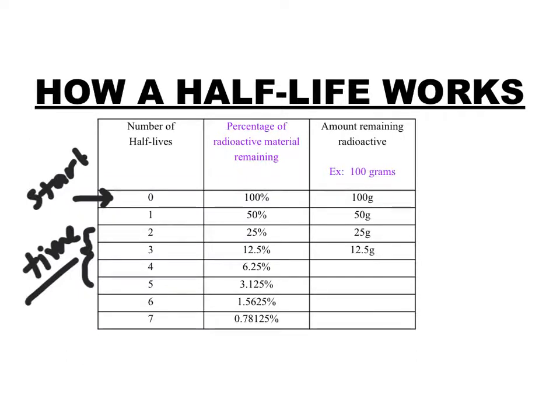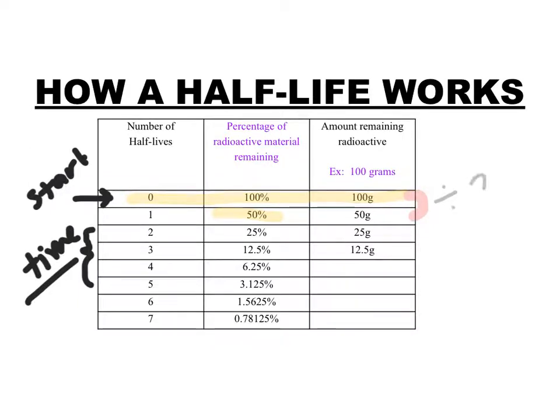So at time zero, you have 100% of your sample. And for us, we're going to use 100 grams of radioactive sample. After the certain amount of time passes that is specific for our half-life, you have 50% of your sample. And that's what we mean by half-life. Your sample is going to decrease by half. So you had 100 grams, now you have 50, and you can figure that out by dividing by 2.